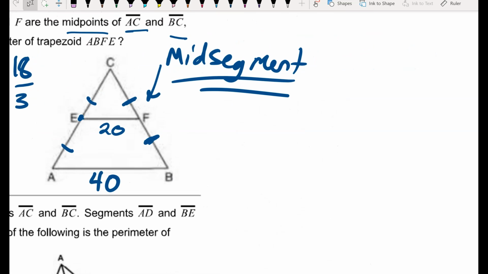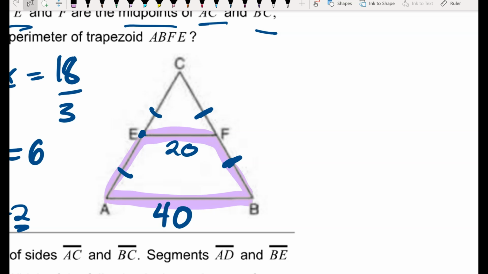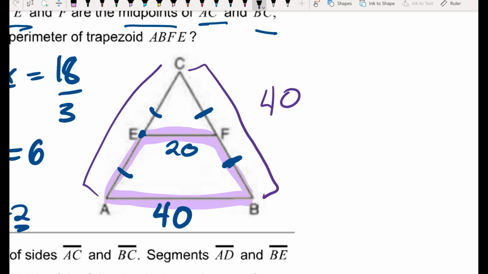If I'm thinking about the perimeter of this bottom trapezoid, I've got two of my sides. I've got the two bases, EF and AB. The question is, how do I find those two legs, EA and FB? And the secret lies in recognizing that there is a key word here that we shouldn't forget about. This triangle is equilateral, which means all the side lengths are the same. So if I know one of the side lengths is 40, it must be the case that CB is also 40, and AC is also 40. And if E is a midpoint, each piece of that should be 20, because a midpoint divides a segment into two congruent segments.